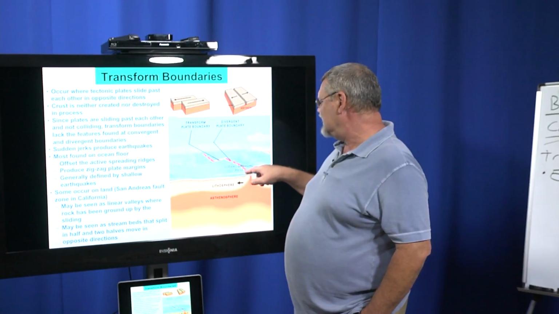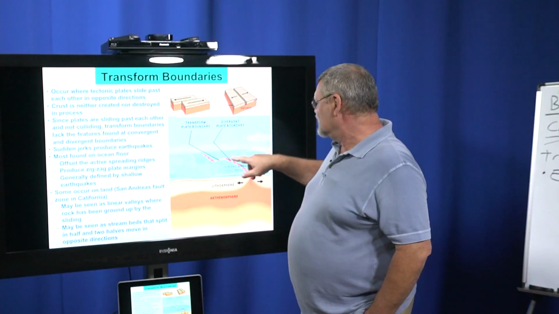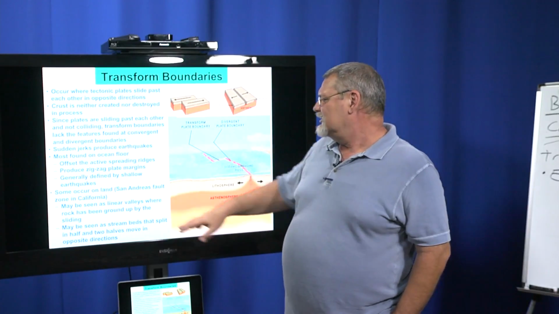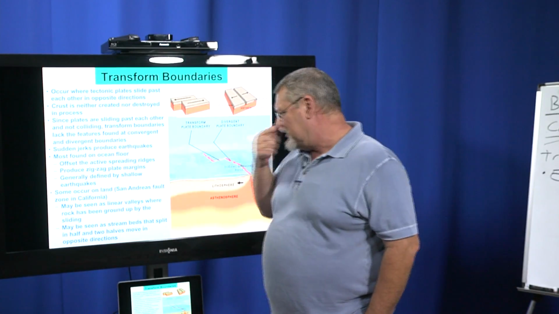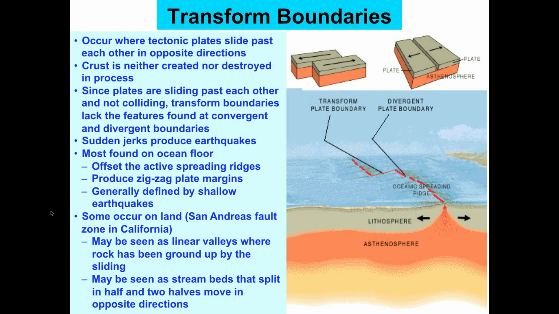Most of them are found on the ocean floor. You see a lot of that zigzag pattern that I showed you earlier going across these ridges. Some occur on land. The most famous one is probably the San Andreas Fault. It may be seen as linear valleys where rock has been ground up by the sliding, and as stream beds. You'll see a stream bed, and now part of it's over here, and then the water has to find a way to do this.